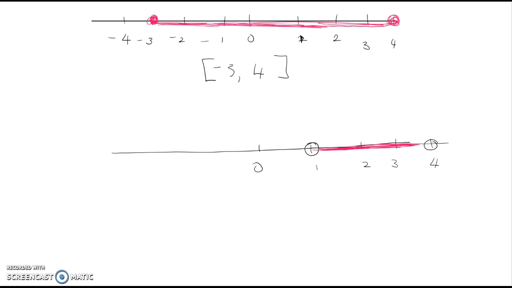The next one is open at the bottom and at the top, so that is the interval 1 through to 4, but not including 1 and not including 4.